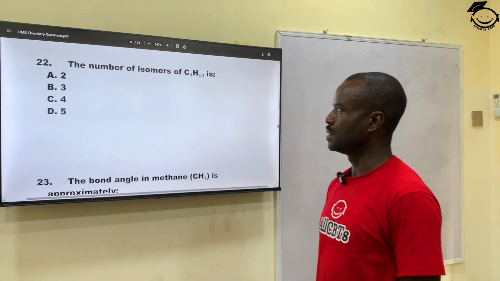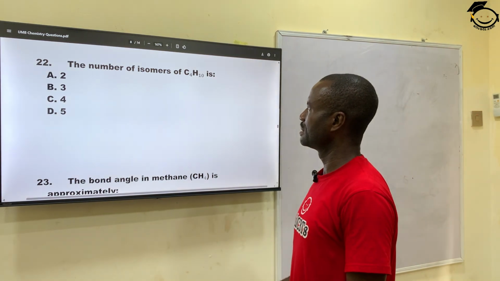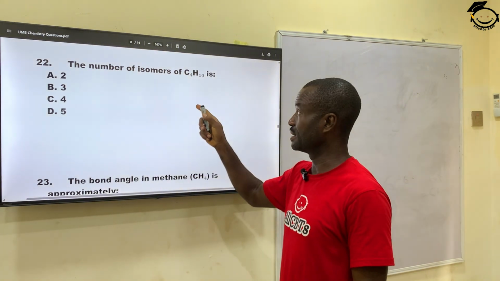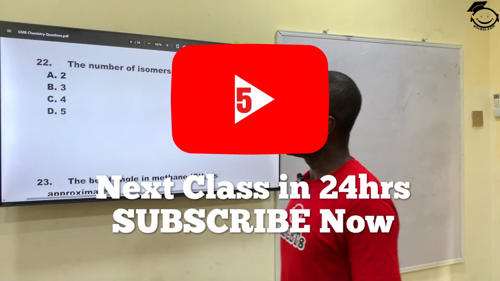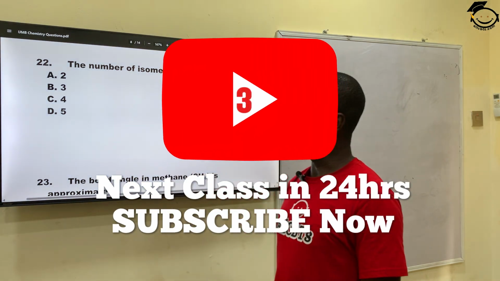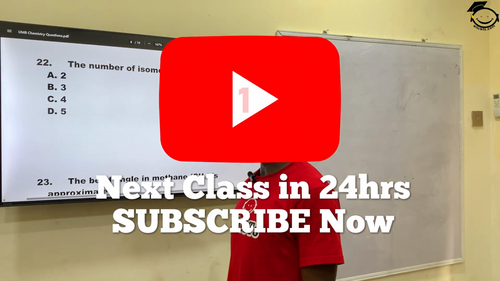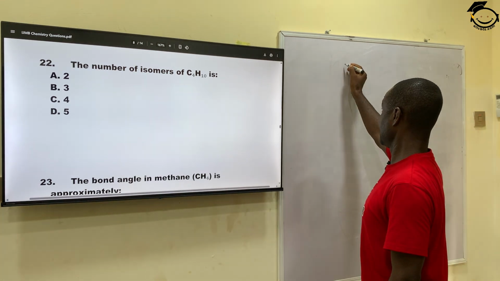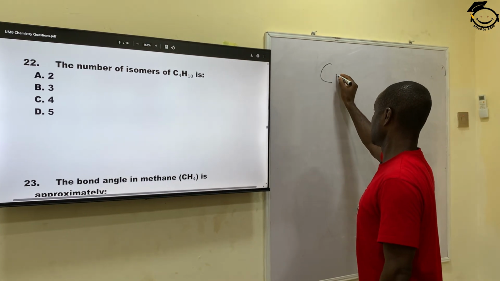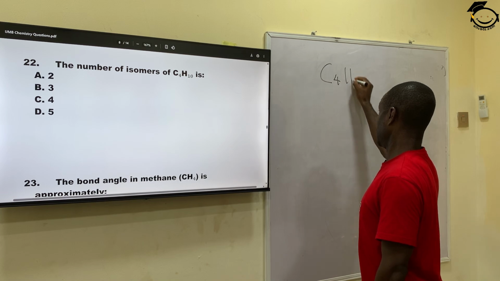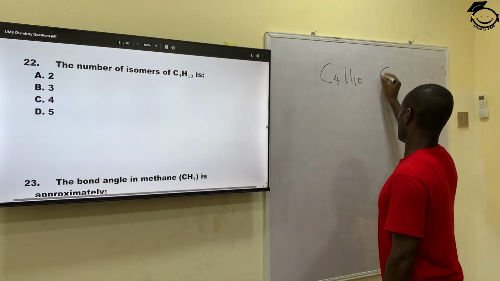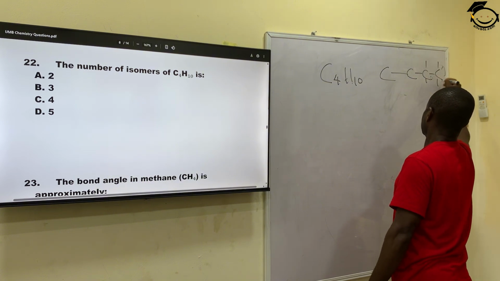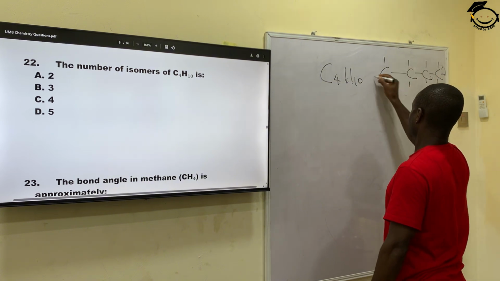Question 22. The number of isomers of C4H10, which is butane, is: A, 2, B, 3 isomers, C, 4 isomers, D, 5 isomers. Don't forget butane is C4H10, meaning 1, 2, 3, 4. These are hydrogen bond.